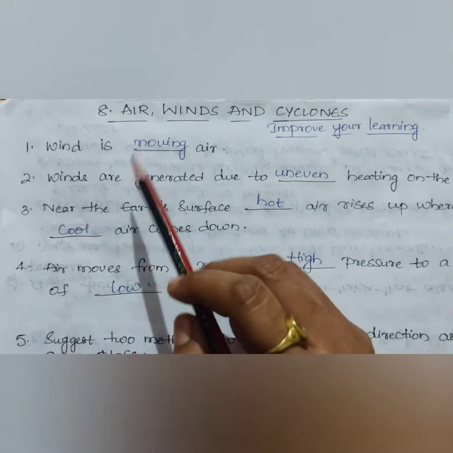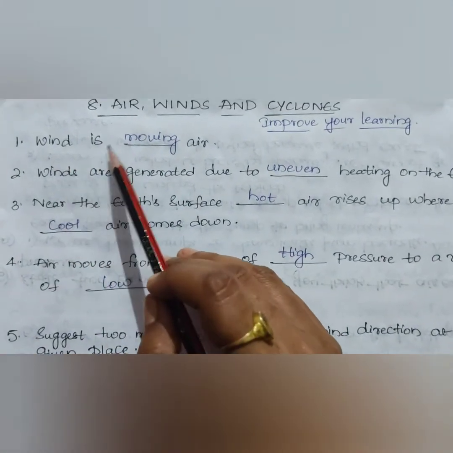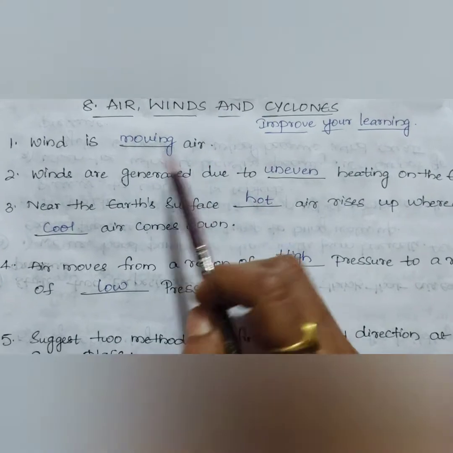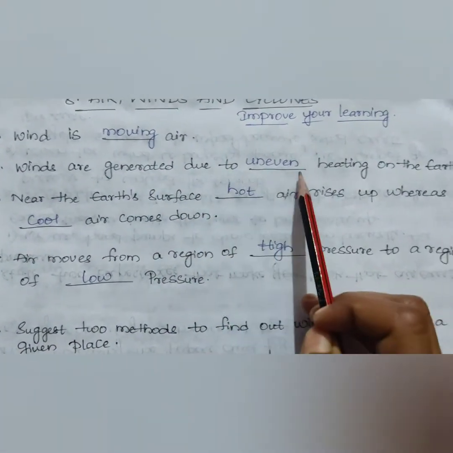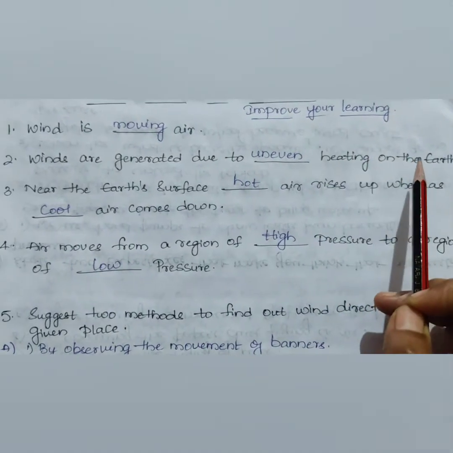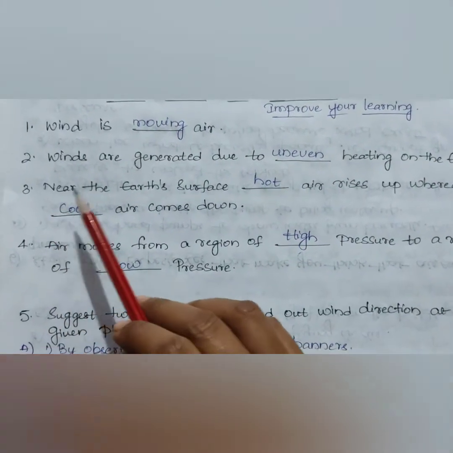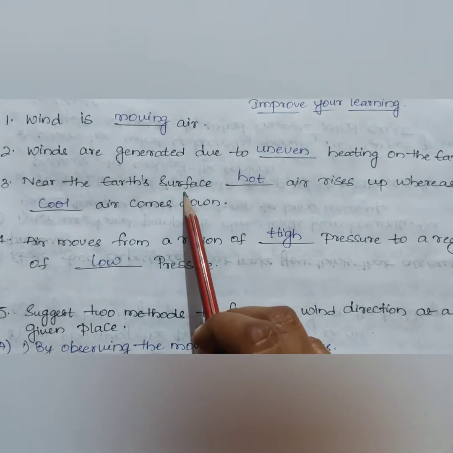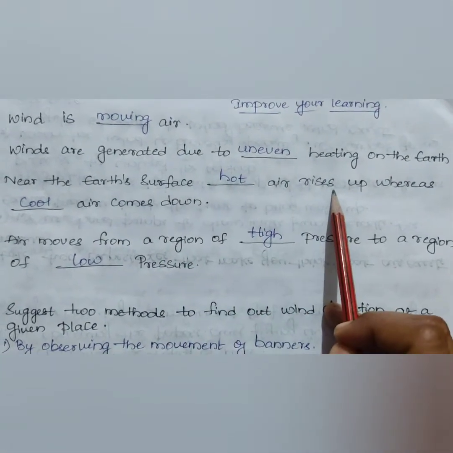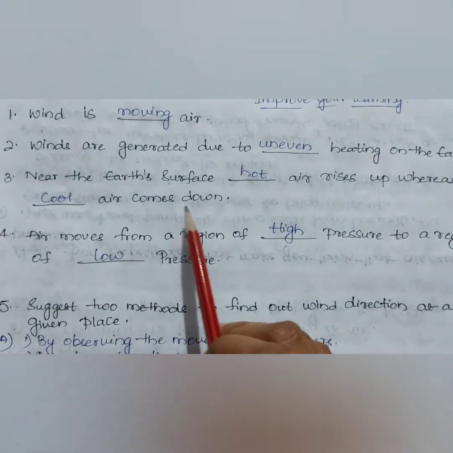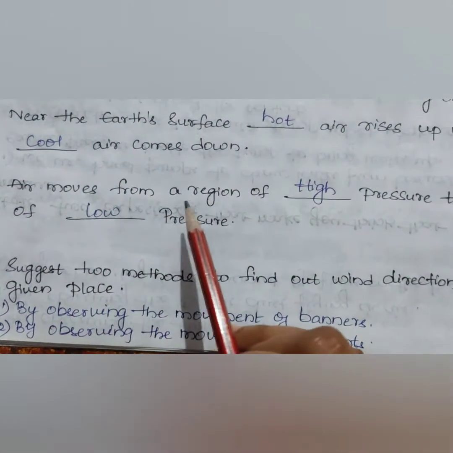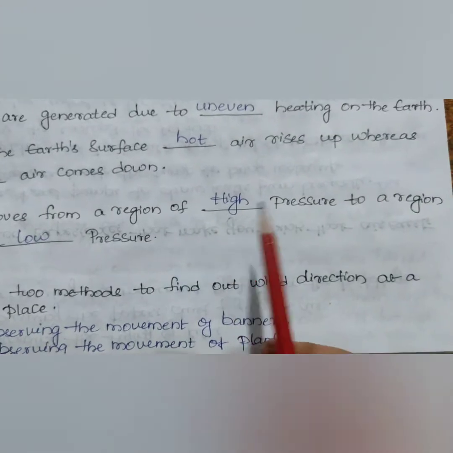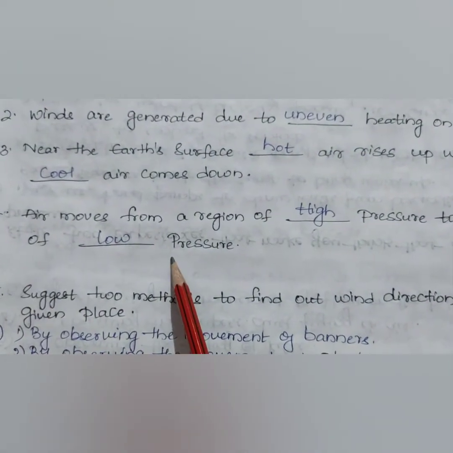First, look at the fill in the blanks. Wind is moving air. Winds are generated due to uneven heating on the earth. Third one, near the earth's surface, hot air rises up whereas cool air comes down. Fourth one, air moves from a region of high pressure to a region of low pressure.